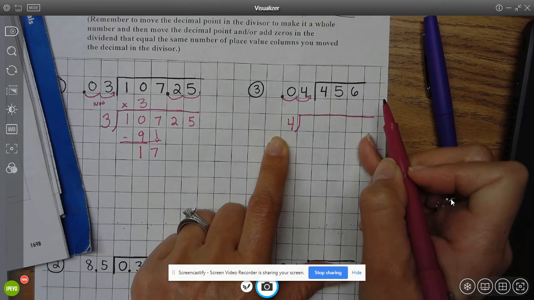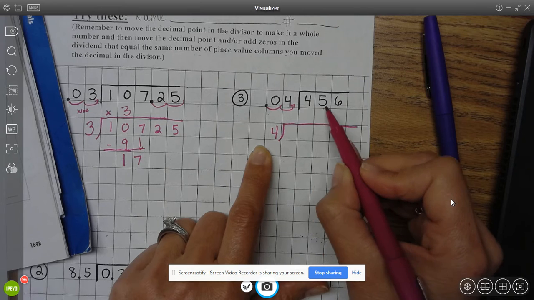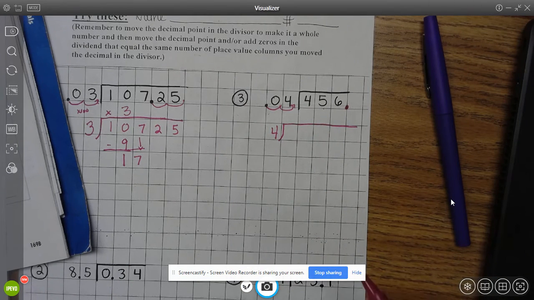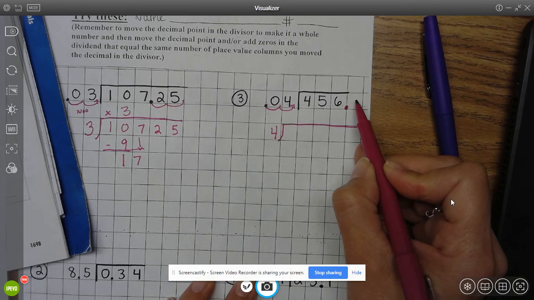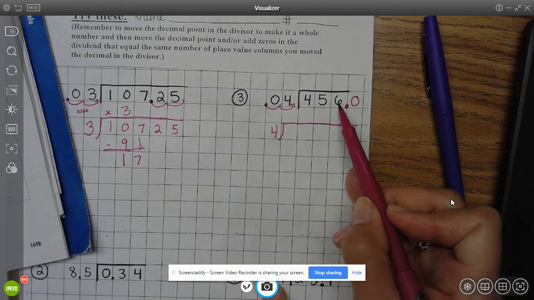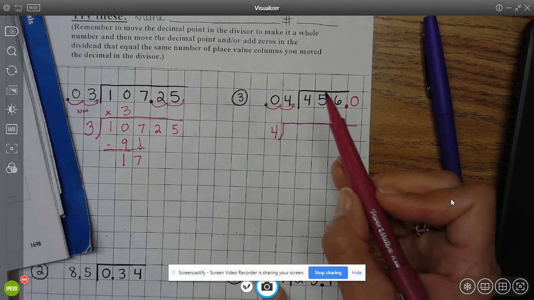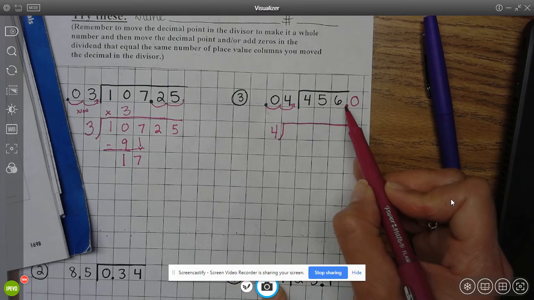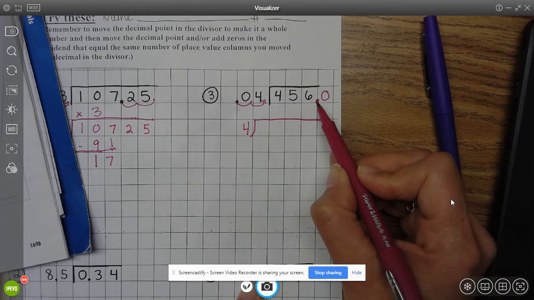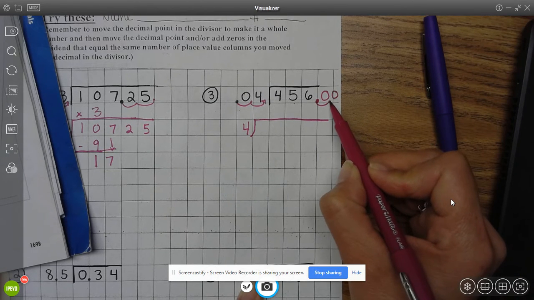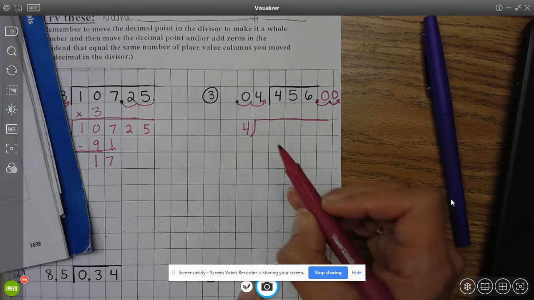Where would a decimal point go in this instance? If I have a whole number, all whole numbers are to the left side of a decimal point. So if I put a decimal point here, I'm not changing the value. This is still whole number 456, and I could add a 0 here. It's still whole number 456 and 0 tenths. Okay, so if I moved over my decimal 2 times, I'm going to do the same thing here. Here's my decimal point. I need to move it over 2 times. 1. I need another 0 there because I need to move it over twice. 2.